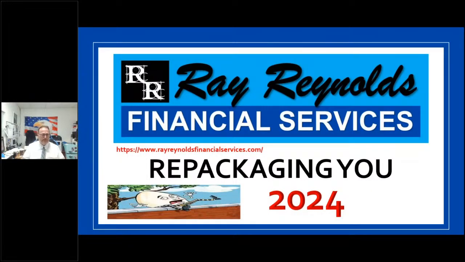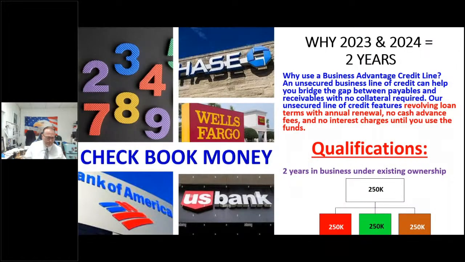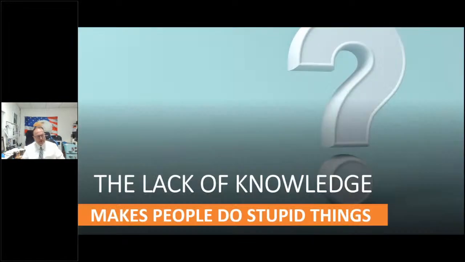Would that be okay? So understand my coaching programs. Auto income. I want to get you some checkbook money, up to $150,000. Would that be okay? You financial business because the corporation's a legal person. So the lack of knowledge is what makes people do stupid things. Damn.